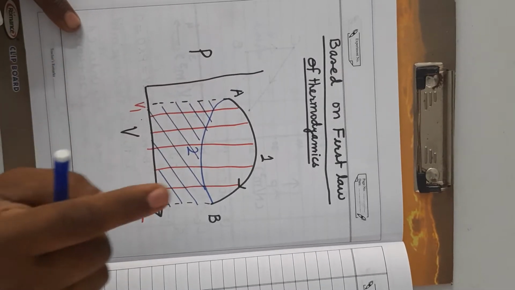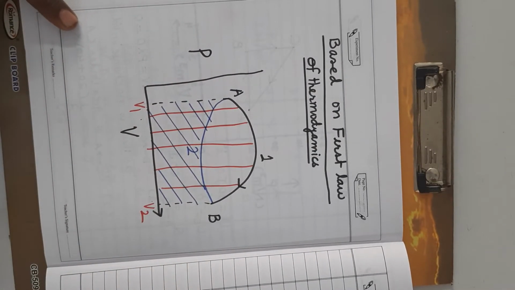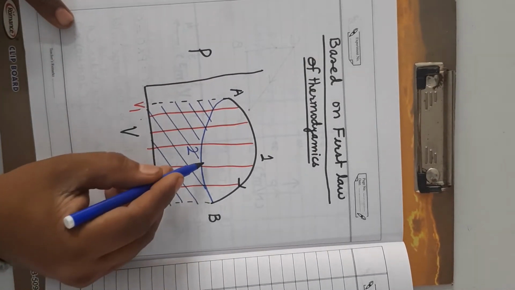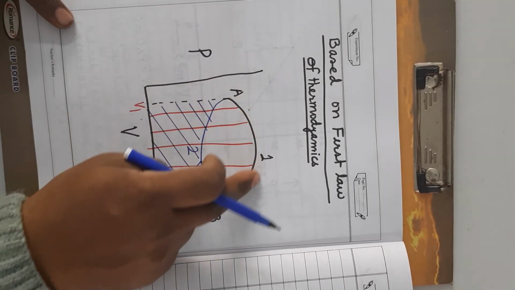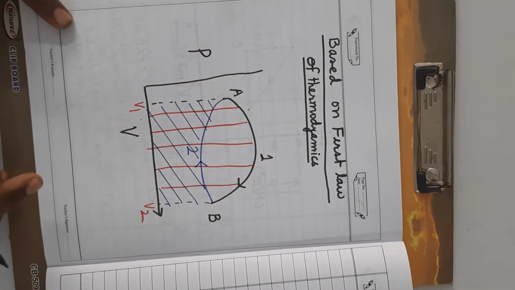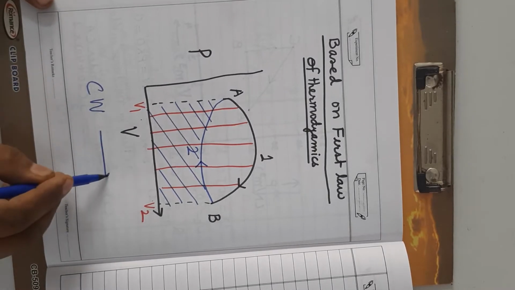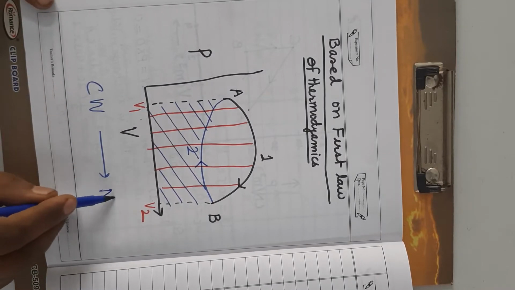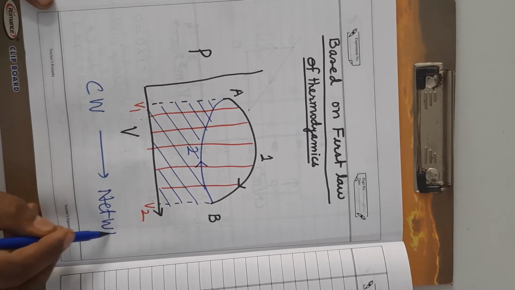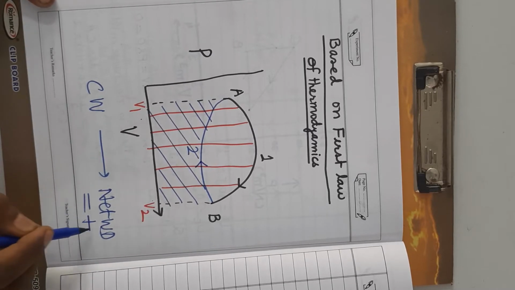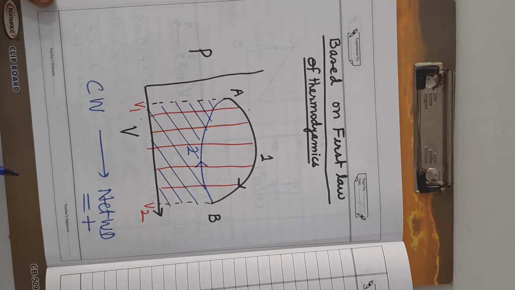So net work will be equal to this and it will be positive. Why will it be positive? Because the cyclic process is taking place clockwise. So if the cyclic process takes place clockwise, then net work done will be positive. It will be done by the system.